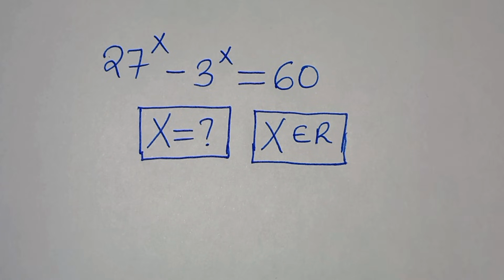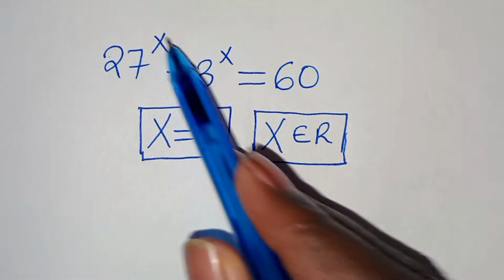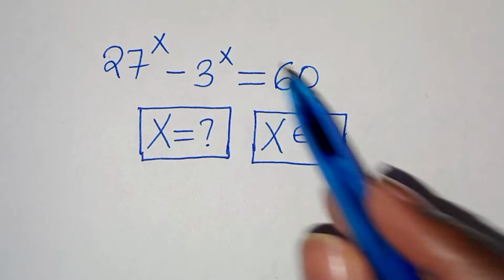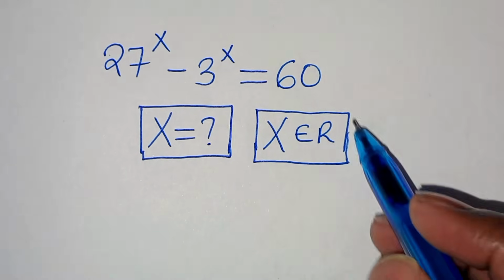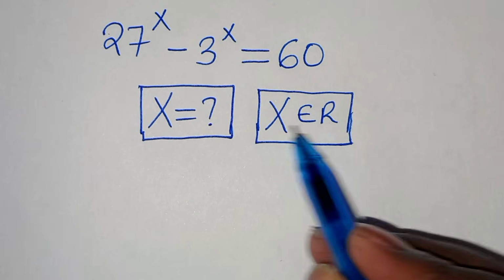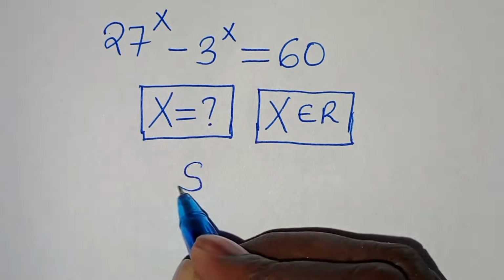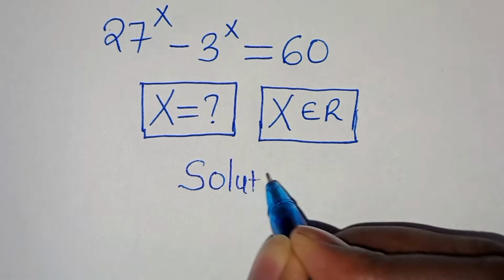Hello everyone, you're welcome to solve this nice math problem, which is 27 to the power of x minus 3 to the power of x. This is equal to 60. So what is the value of x, given that x is an element of real numbers? Now let's provide a solution from here.